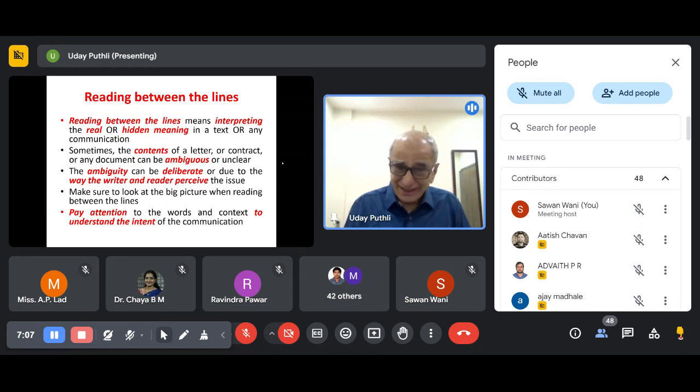As I said earlier, ambiguity can be deliberate, but not always. Sometimes it is because the reader or the writer perceives that particular thing in a different way. And sometimes certain things are not said at all, and you are expected to understand. That also is reading between the lines. You are expected to understand.